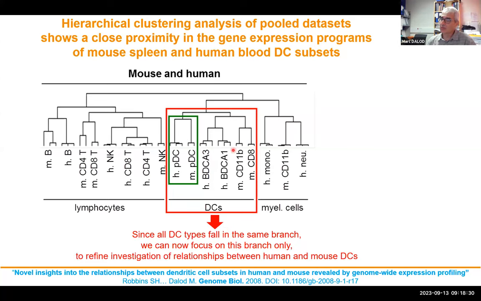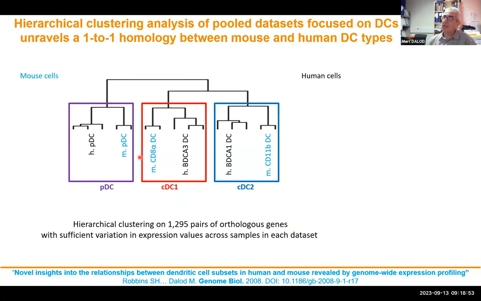And because all the DC types fall into the same sub-branch, it's rigorous now to focus on this sub-branch and to redo the clustering, but only on the genes that are differentially expressed strongly enough between these different samples, without taking into account the genes that are differentially expressed in the other cells but are not so differentially expressed in DCs. That's what we did. And now when we focus only on DCs, you have the mouse cells in blue and the human cells in black. You can see that again, we find that human PDCs are clustering with mouse PDCs.